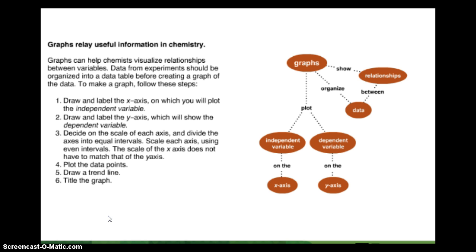Graphs relay useful information in chemistry. Graphs can help chemists visualize relationships between variables. Data from experiments should be organized into a data table before creating a graph of the data. To make a graph, follow these steps.